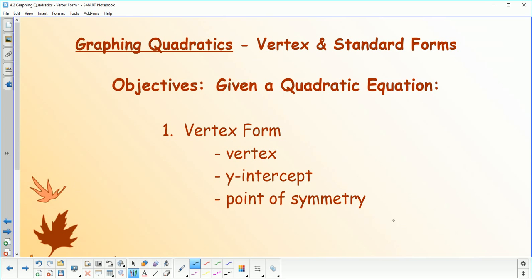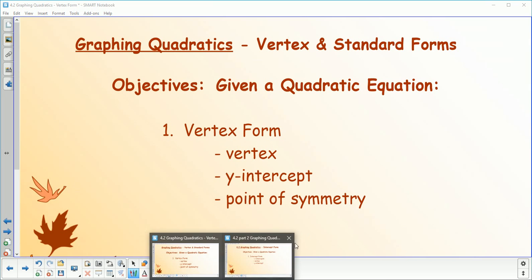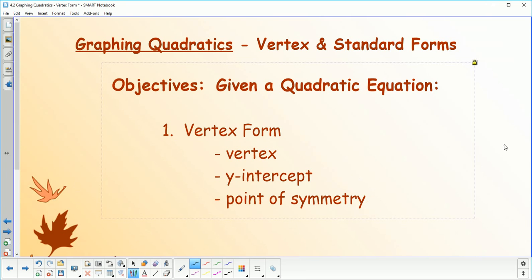The point of symmetry, remember, works just off the y-intercept, the same as it did in the last section. So wherever your y-intercept is, just the same distance on the other side of the axis of symmetry will give us our point of symmetry. Same idea with our axis of symmetry. It is the x-coordinate of your vertex.